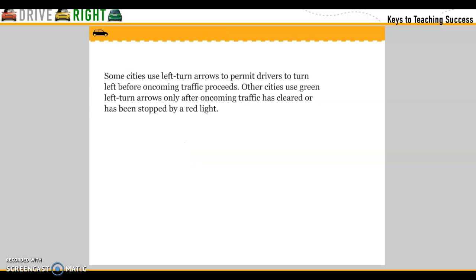Some cities use left turn arrows to permit drivers to turn left before oncoming traffic proceeds. Other cities use green left turn arrows only after oncoming traffic has cleared and has been stopped at a red light.